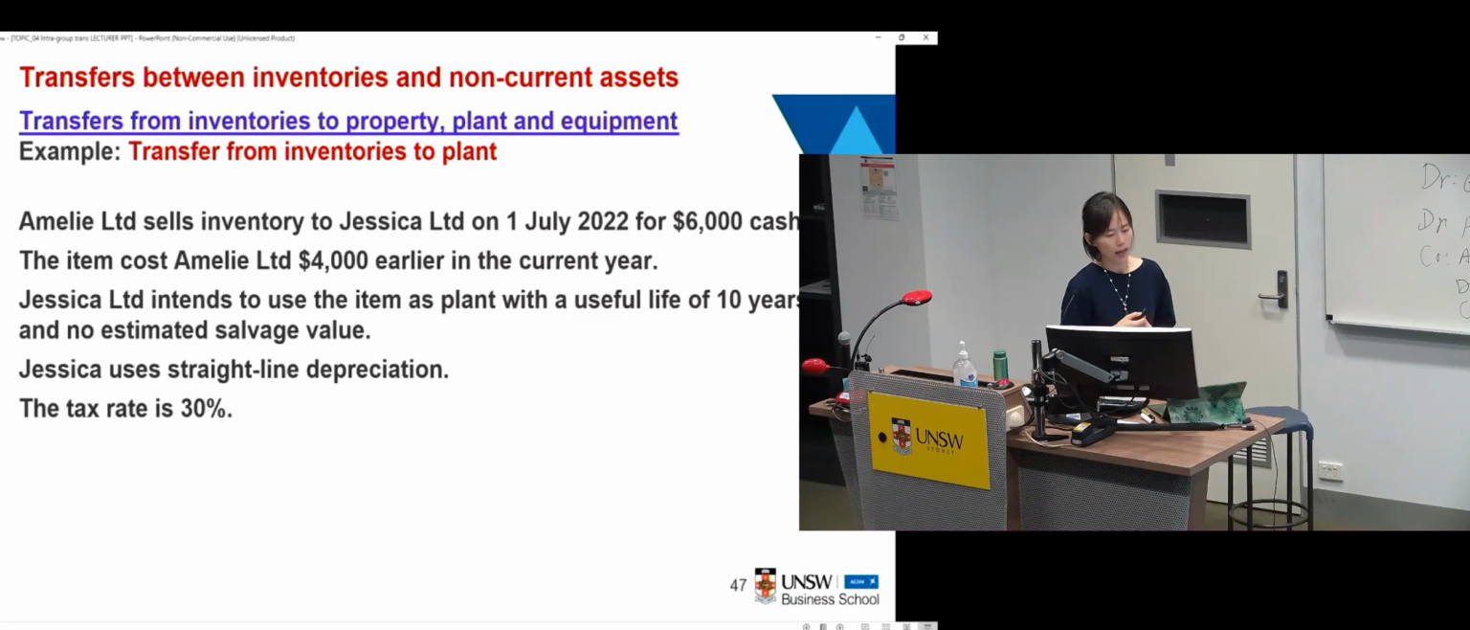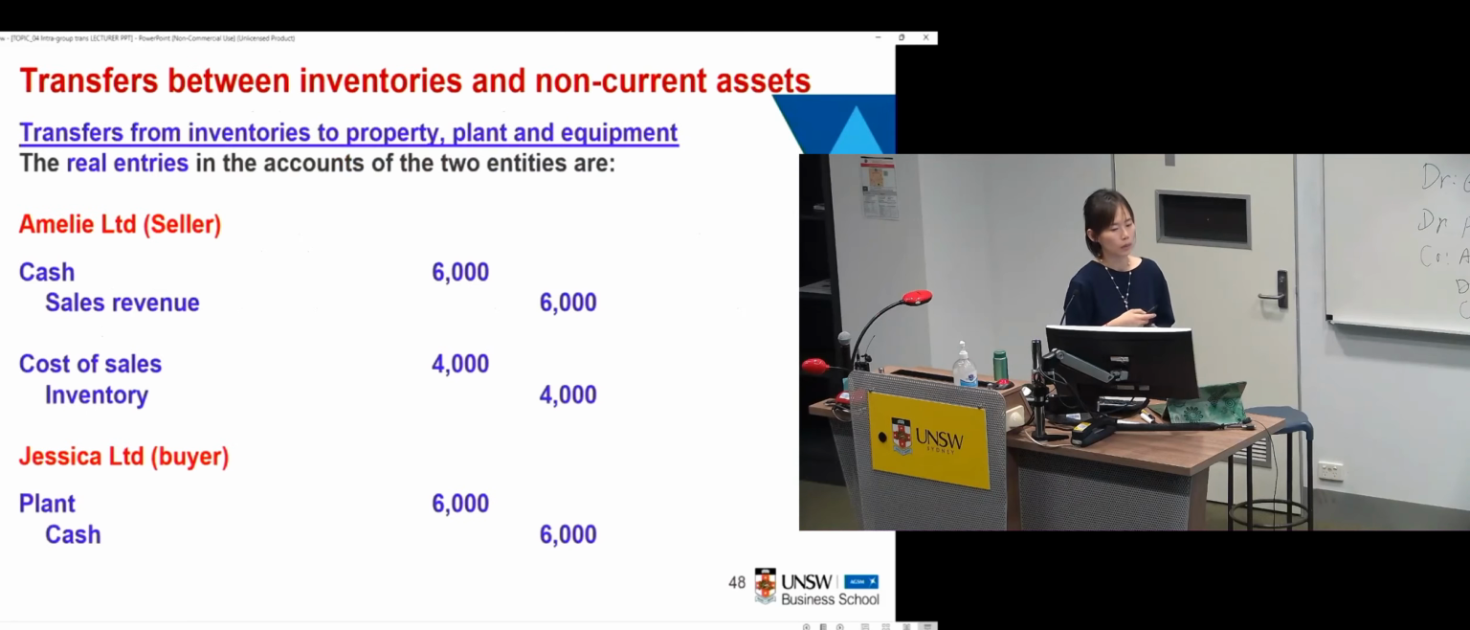Now let's look at the entries recorded by Amelia. Now remember that Amelia sells inventory. Therefore, Amelia will record a sales revenue for 6,000 and recognize the cost of sale of 4,000 in its accounts. However, Jessica intends to use this acquired item as a plant, which is PPE. Therefore, Jessica recognizes transfer item as plant, right? That is a PPE, right? Based on 6,000 purchasing price.